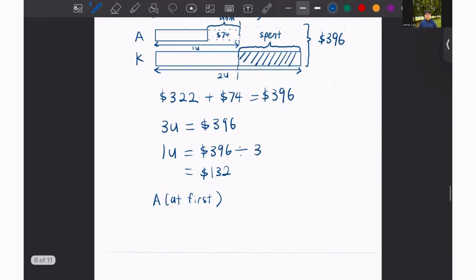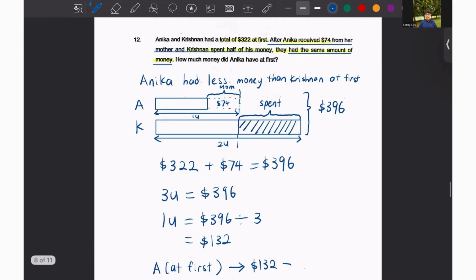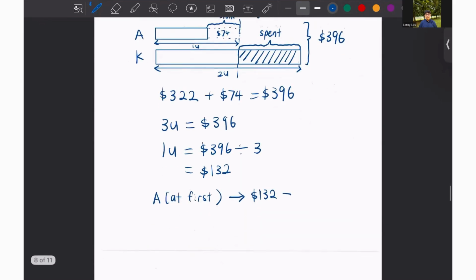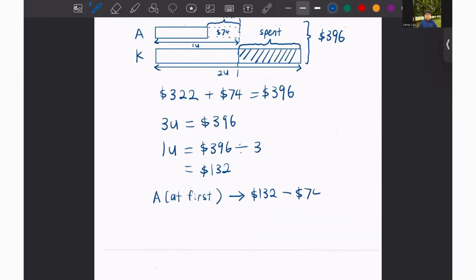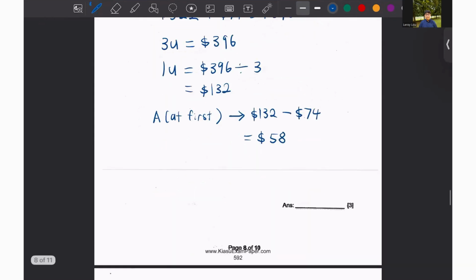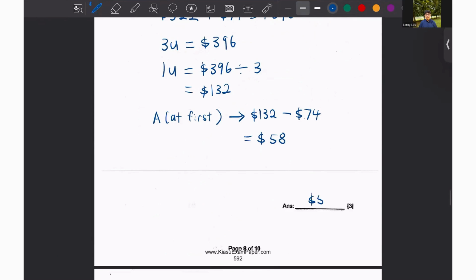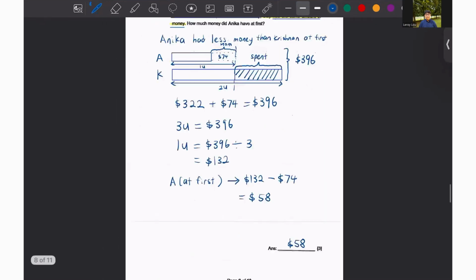So to find A at first would be taking how much Anika had at the end, which is 132. You subtract away how much she plus, right? Or how much she received. So she received 74, so minus that 74. Okay, you end up with $58. Okay, so that will be your answer for question 12.